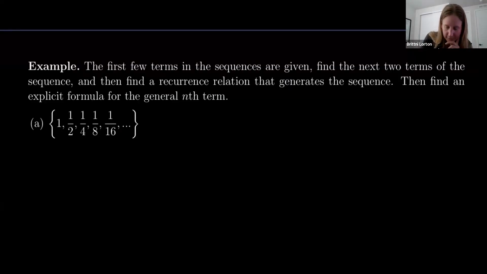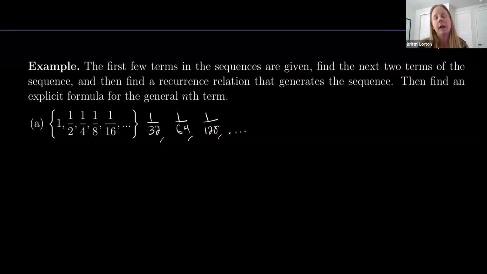Okay, so this part A right here, I've got 1, 1/2, 1/4, 1/8, 1/16. Recognize the pattern? See what's happening? Should be as obvious as it looks. The next one would probably be 1/32, and then 1/64, and then it would be 1/128, and I could go all day long. I've listed out the next few terms. Cool, I found a pattern.